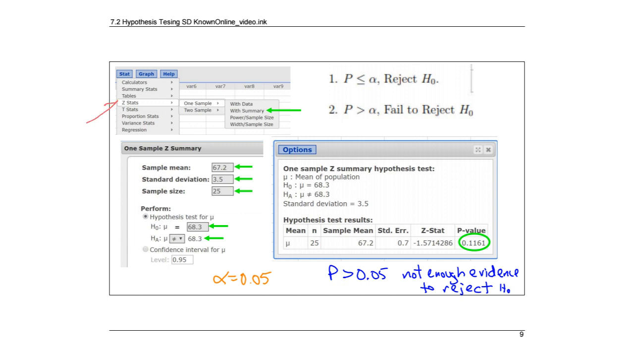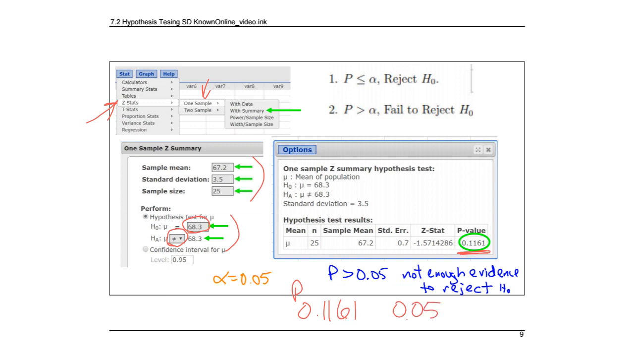Okay, let's take a look at how we use StatCrunch. So we're going to go to ZStat. That's because we have our population standard deviation. We're going to do one sample with summary. We're going to put in all of our information: the sample mean, the population standard deviation, the sample size. We're going to set up our hypothesis test. We've got a not equal to in the alternative, and we have 68.3 as the mean. At that point, you're going to hit compute, and you're going to get a very large p-value here. All right, so p is 0.1161. That is very big.